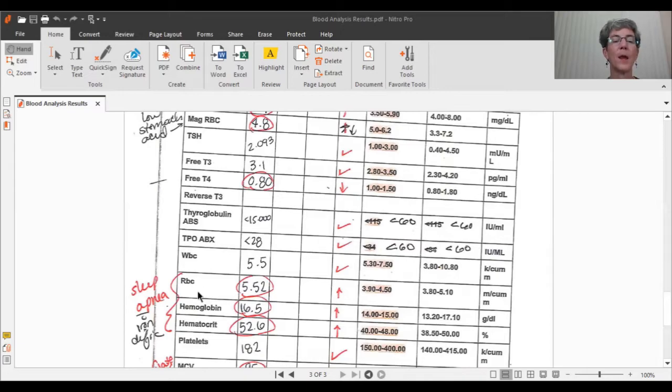Looking at the red blood cell count, the hemoglobin, and the hematocrit, these are your blood count.